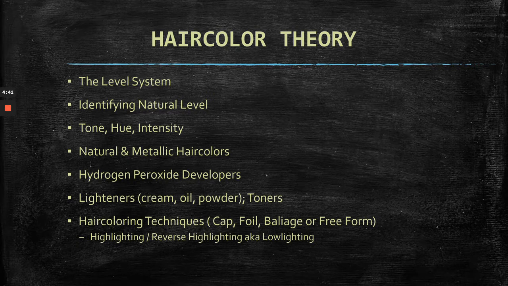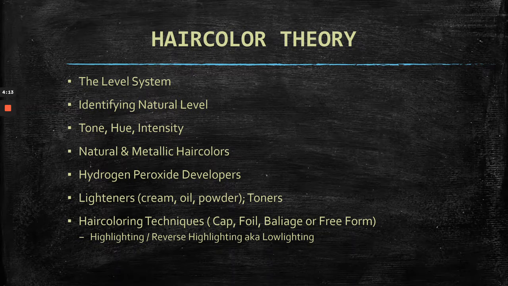Also know what lives behind those levels, your contributing pigment, identifying the natural level, the definitions of tone, hue, and intensity, what are our natural and metallic hair colors, your hydrogen peroxide developers, 10, 20, 30, and 40. So make sure you go by the law of color and not by any of the color manufacturers like Wella, Joico, Pravana. Your lighteners, your cream, oil, and powders, your toners.